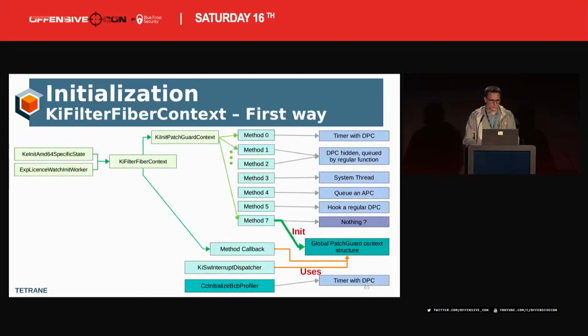The last method, well, not exactly last, but the last method is CcInitializeBcbProfiler, and this one is quite special because it doesn't use the PatchGuard context structure. It will only use a specific structure that it ships itself and uses itself. This one is quite small. It won't check the entire system. It will only check one specific routine from the NTOS kernel binary and check its integrity. And this routine is actually a random one, one for each boot. So it's very, very rare, but it may occur, and it's not a problem. We disable it anyway.